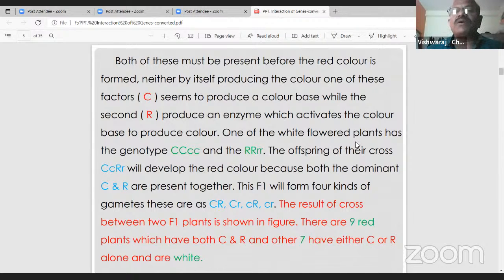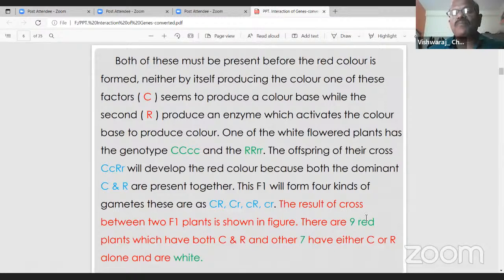One of the white-flowered plants has the genotype capital C, small c, and small r. The offspring of their cross, capital C, capital R, small c, small r, will develop the red color because both the dominant capital C and capital R are present together. This F1 will form four kinds of gametes: capital C capital R, capital C small r, small c capital R, and small c small r.